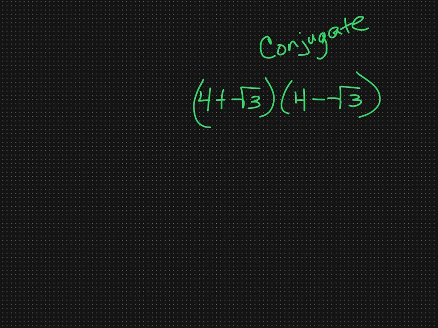So watch what happens when we multiply this. 4 times 4 is 16. What's 4 times negative the square root of 3? Well, it'd just be negative 4 times the square root of 3. Let's take the root 3 through. Root 3 times 4 is positive 4 times the square root of 3. How about square root of 3 times negative square root of 3? What's that, class? It would just be 3, and it'd be negative.